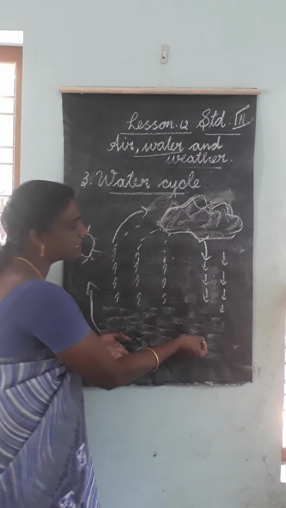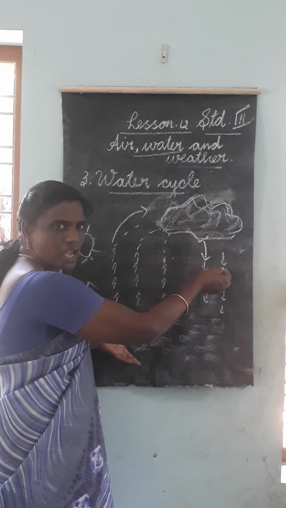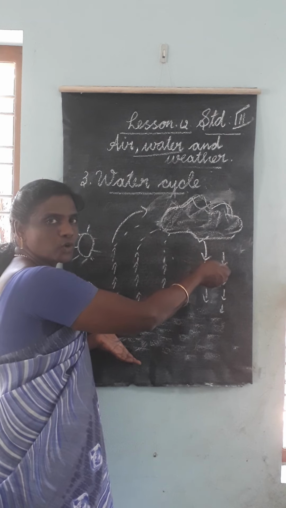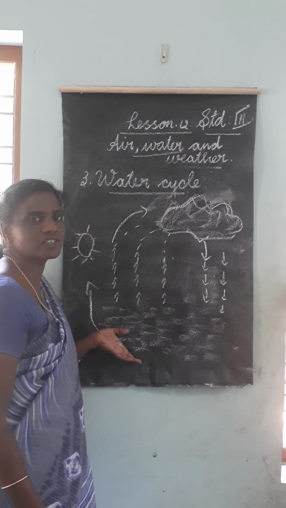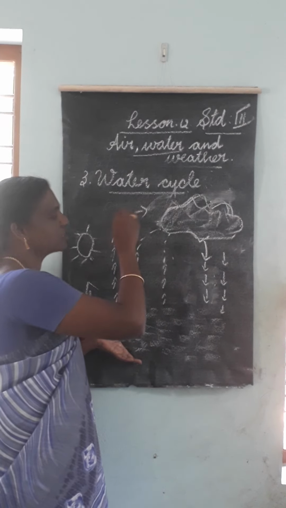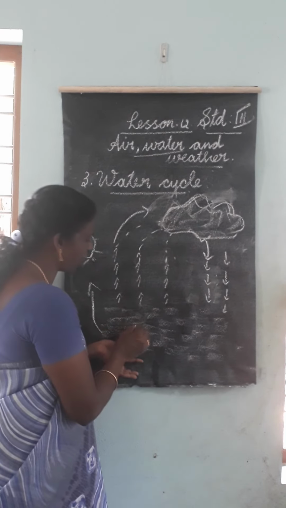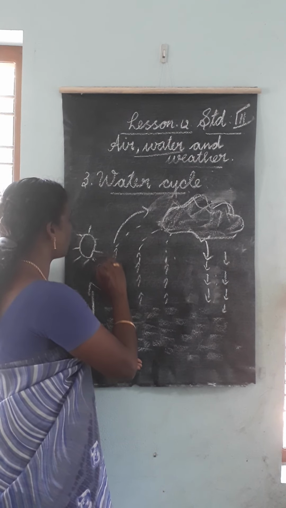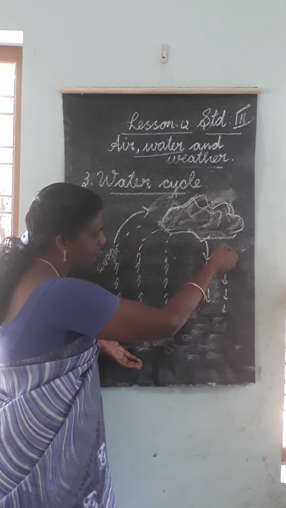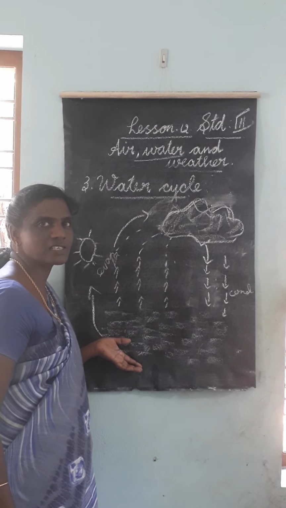So this is condensation. What is condensation? The change of water vapor to water droplets is called condensation. All of you understand? What is evaporation? The change of water to water vapor is evaporation. The change of water vapor to water droplets is condensation. All of you understand?